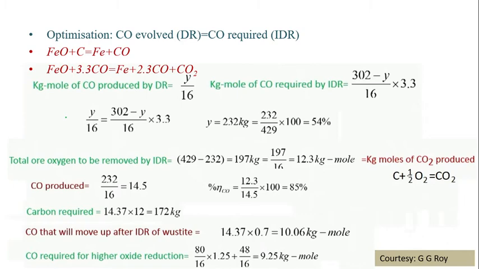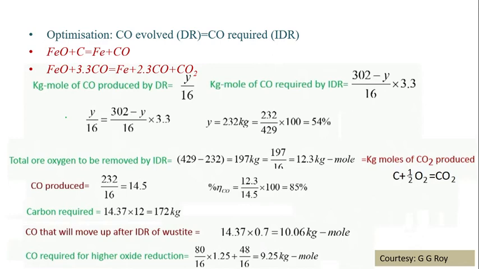In direct reduction, 1 mole of CO is produced per mole of oxygen. For Y kg of oxygen, what will be the amount? Y by 16 kg mole of CO will be produced. That should be equal to the kg mole of CO required by indirect reduction.